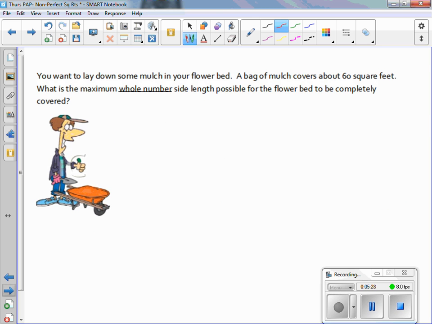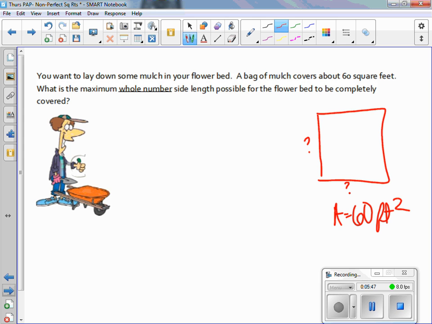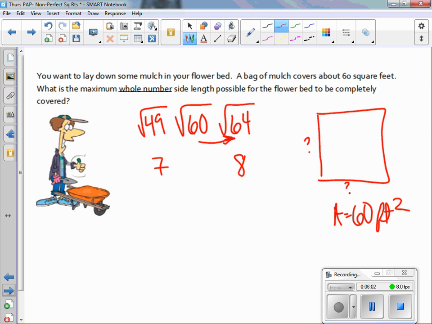So we're going to lay down some mulch in our flower bed. A bag of mulch covers about 60 square feet. So again, we're talking about area being 60. What is the maximum whole number side length possible for the flower bed to be completely covered? So we're looking for a number times a number that gets us to 60. Okay, well I know that 64 is on this side, so this is 8, which means that has to be 7, and 49.